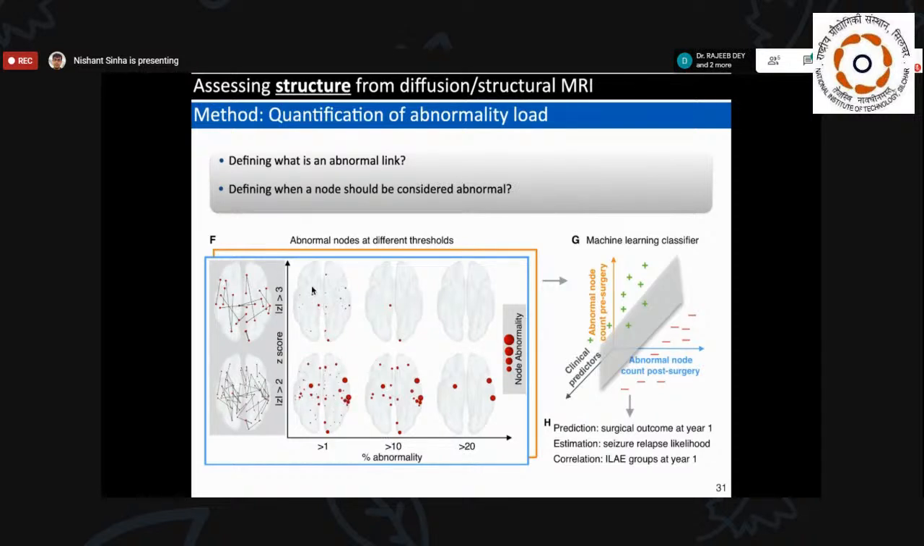And so in this two-dimensional grid, we map the abnormality information in the brain and how abnormal they were. And this is done for how much abnormality would remain before the surgery and how much abnormality is expected to remain after the surgery. And this is a value per patient, which we then use along with common clinical predictors to fit a machine learning algorithm to predict the outcome at year one, to estimate the likelihood of seizures relapsing at a later year, and also to see if we can predict for every patient how well they are going to do after the surgery, which means the ILAE scores of every patient. So this is the overview of the method.